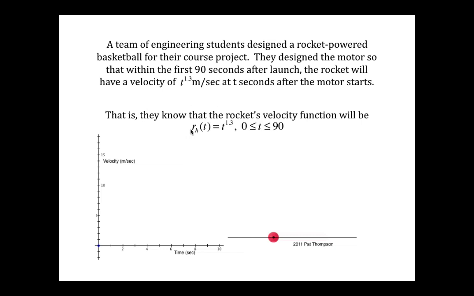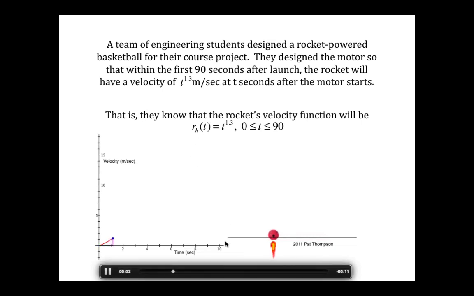Now I've called it R sub h of t because, since it's talking about launching something, it's the rate of change of the height. So I just assigned the subscript h to this. We had v last time for the volume of oil spilled. So the rate of change of the height of this rocket basketball is given by that formula.